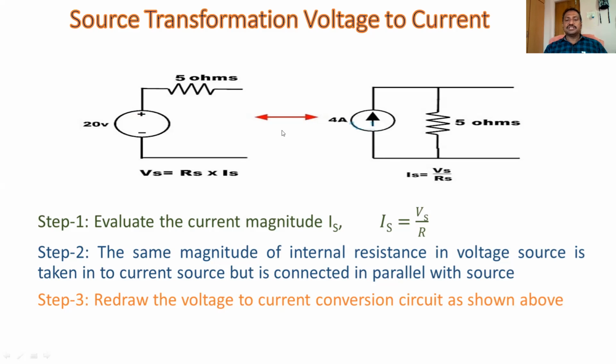To convert this voltage to current, we should follow the steps. The first step is to evaluate the current magnitude I. So what is the formula for I? Voltage by resistance. Therefore, Is is equal to Vs by Rs. So therefore, here 20 by 5, 4 amperes.